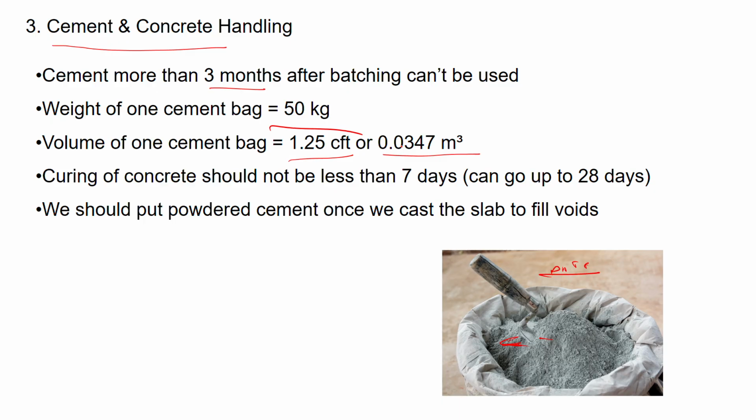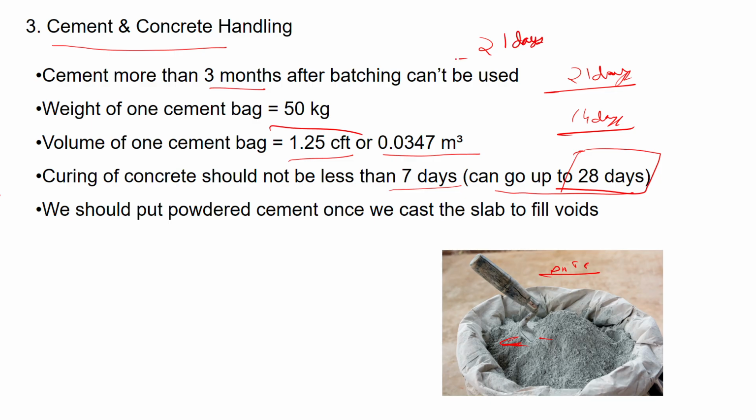or 0.0347 meter cube. Curing of concrete should not be less than 7 days, or can go up. Normally we always consider it to be 28 days, but these days people go with 14 days and sometimes 21 days. Sorry about my handwriting. So that is how it works in the industry, because they want the work to be faster.